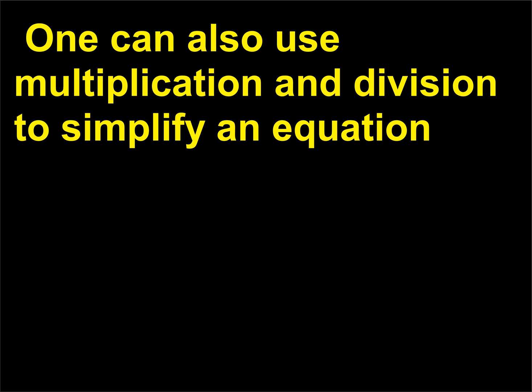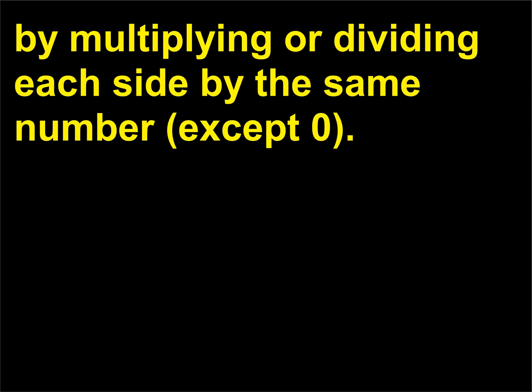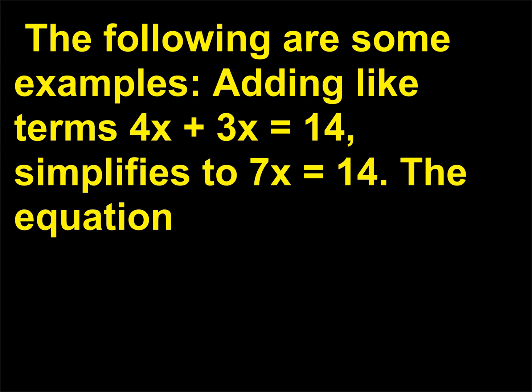One can also use multiplication and division to simplify an equation, by multiplying or dividing each side by the same number, except 0. The following are some examples. Adding like terms: 4x plus 3x equals 14 simplifies to 7x equals 14.